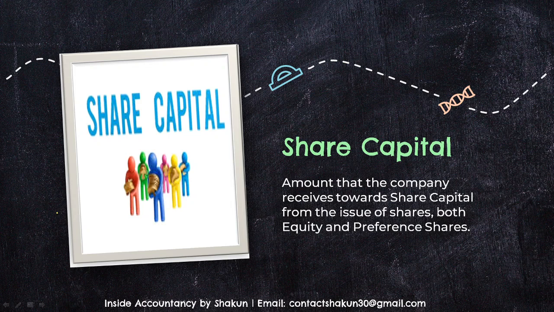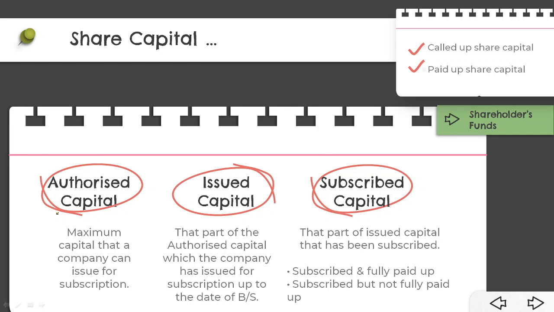We have already talked about the meaning of share capital. What is share capital? It is the amount that the company receives from the issue of shares, which can be either equity shares or preference shares. We have also talked about the classification of share capital into authorized, the capital with which the company is registered, issued, that part which is issued for subscription, and subscribed, which has actually been subscribed by the public. So we have discussed all this in the previous video. For more details, you can click on the I button.